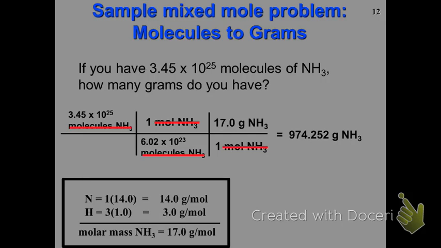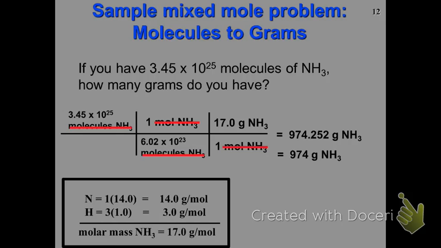When I do this, I get an answer of 974.252 grams of NH3. I look and I see that I should have 3 significant figures because all of my values have 3 significant digits, so I've basically rounded that down to 974 grams of ammonia. And that would be the answer. So double check your answer, see if you have that set up. This would be a pretty standard mixed mole problem, again, going from molecules to grams.